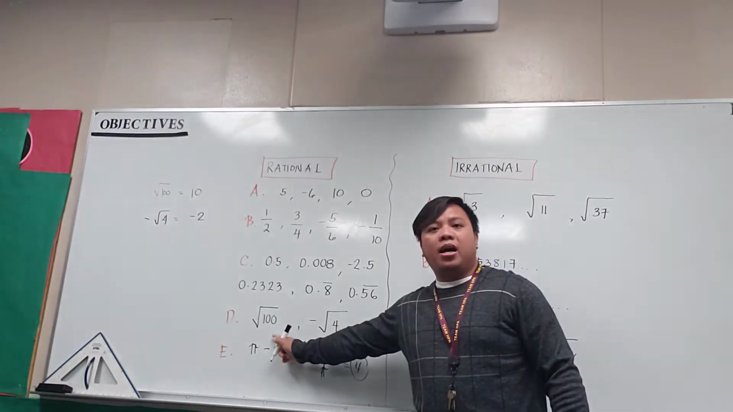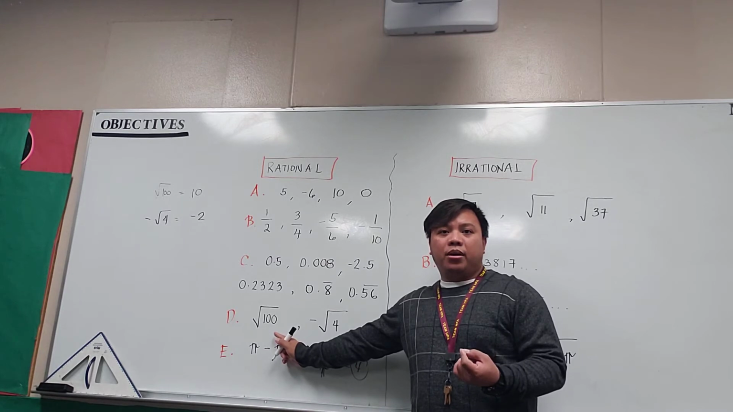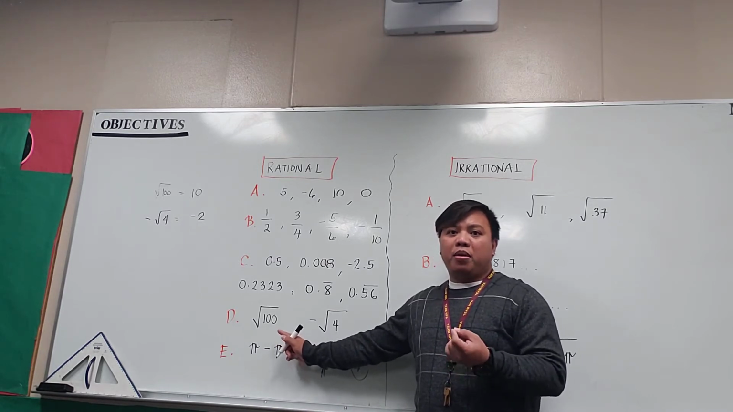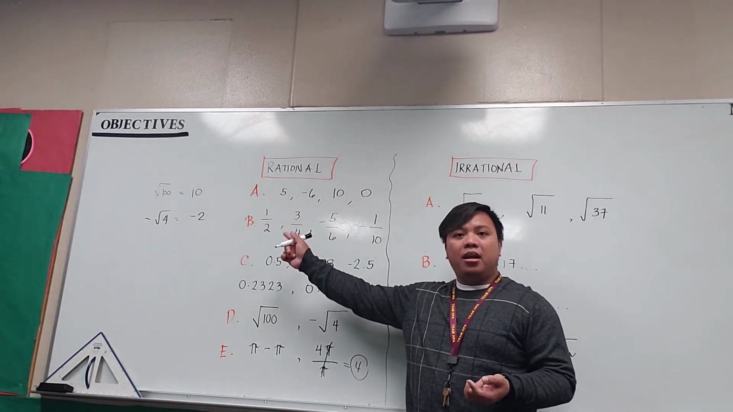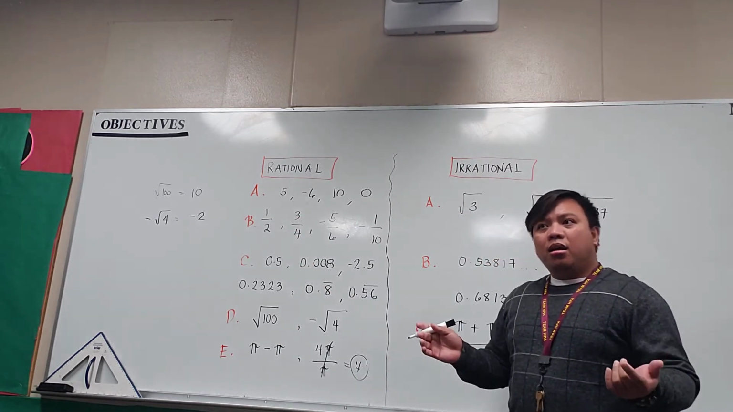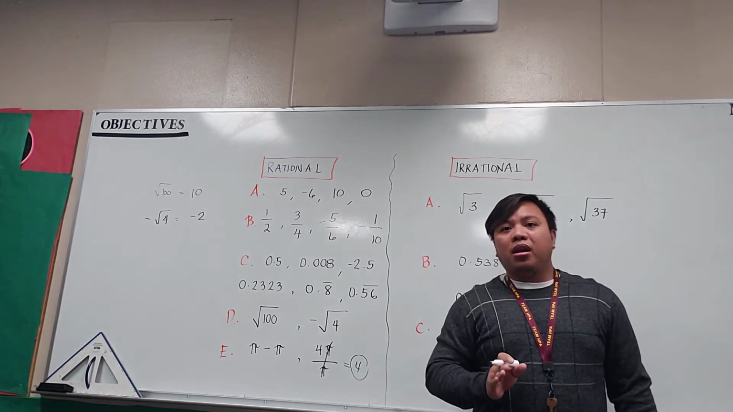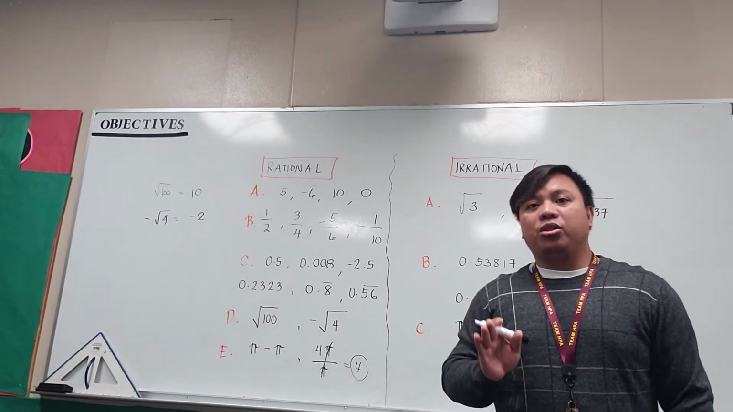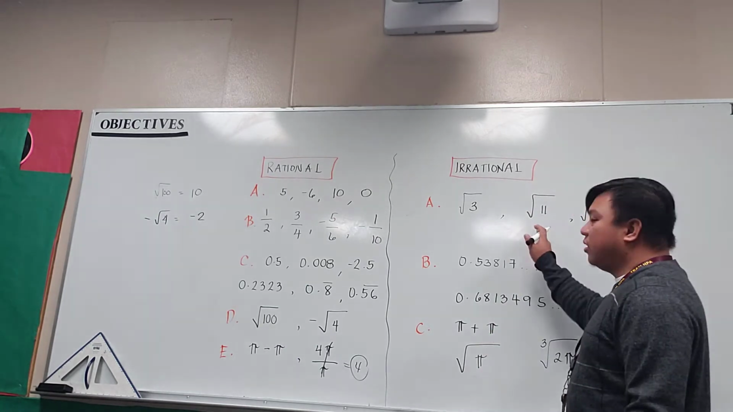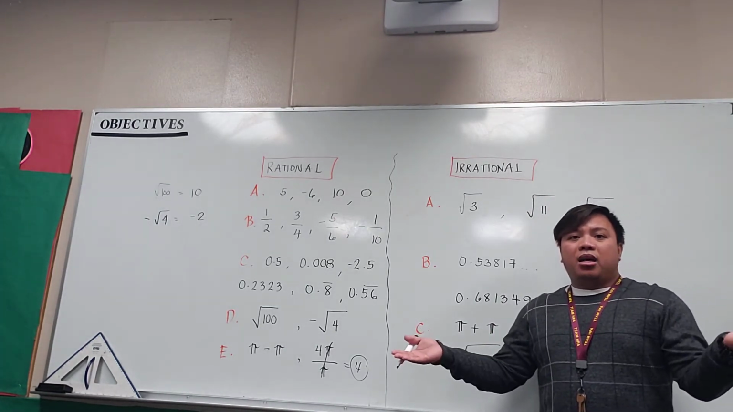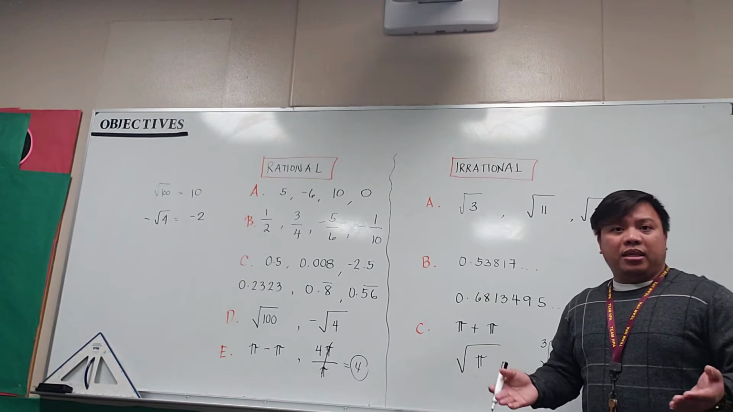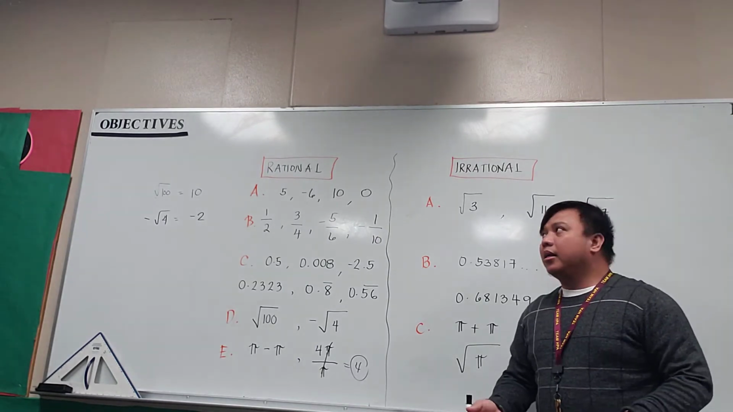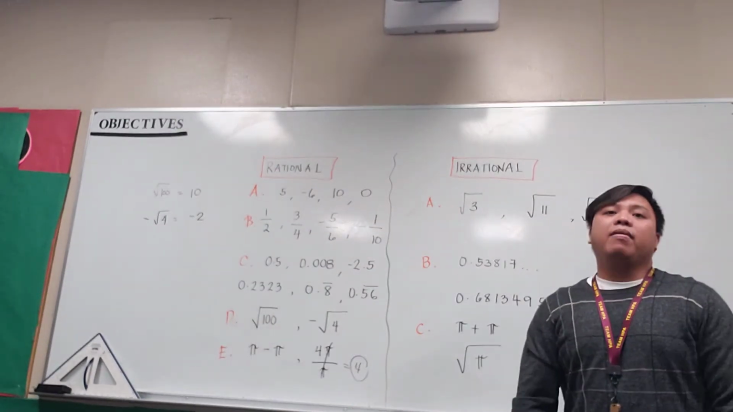This is square root of 100. I can find a number that, when I multiply it by itself twice, is going to be 100. And we said that it's going to be 10 because 10 times 10 is 100. But I could not find anything with 3. That's why square root of 3 becomes an irrational number. Same thing with square root of 11. I cannot find two identical numbers that make 11 at the end when I multiply. Same thing with square root of 37.